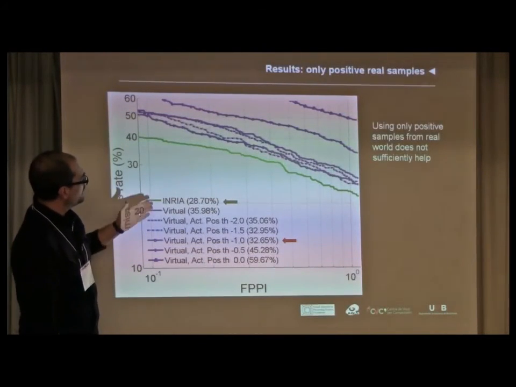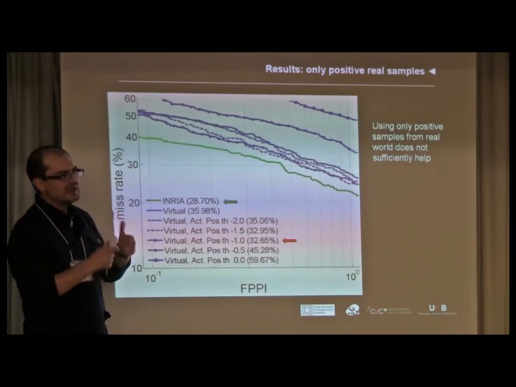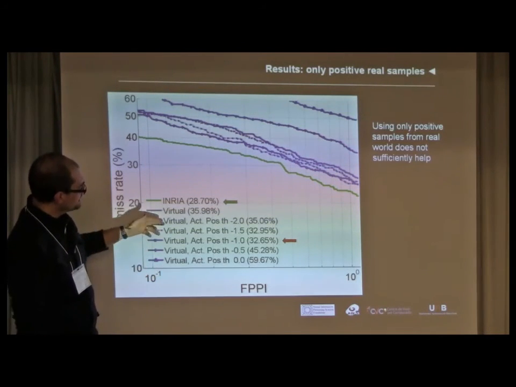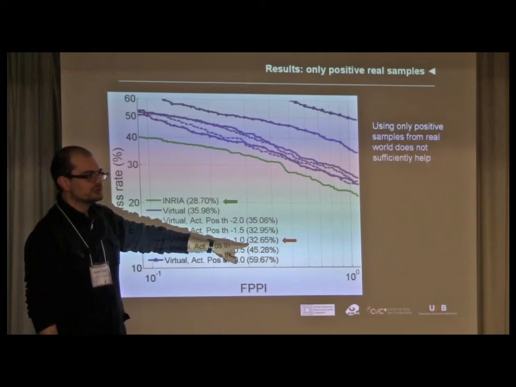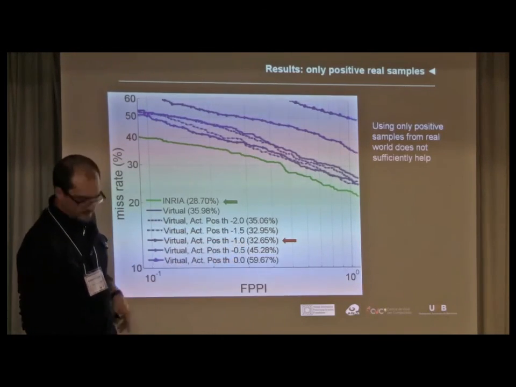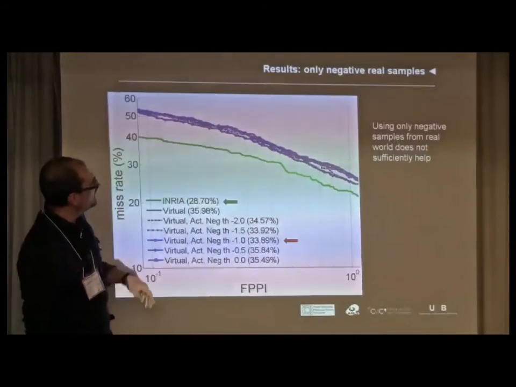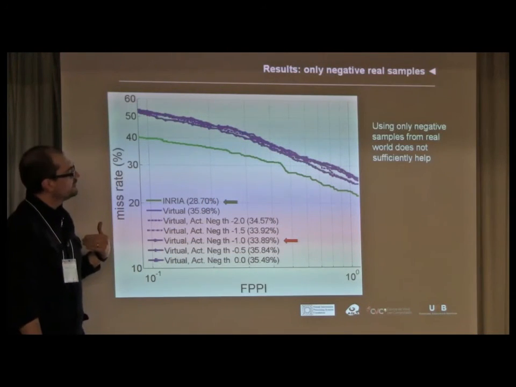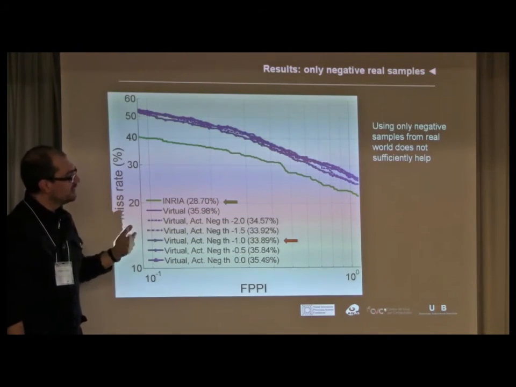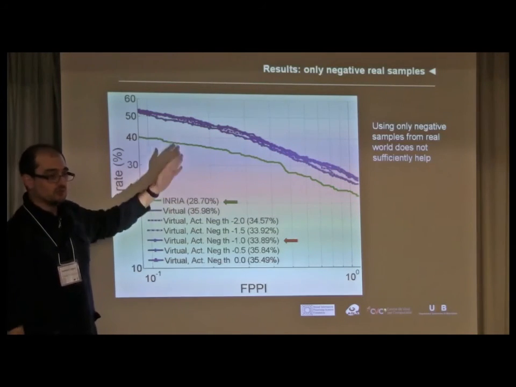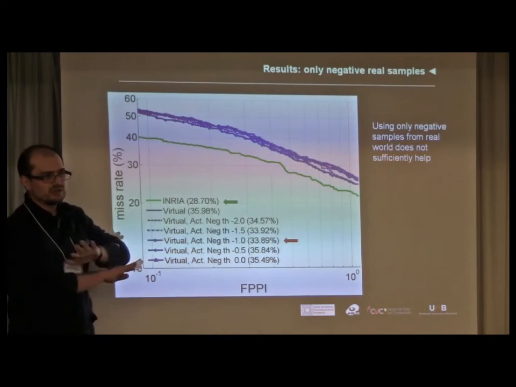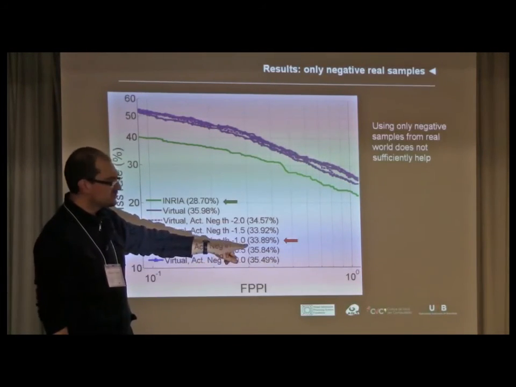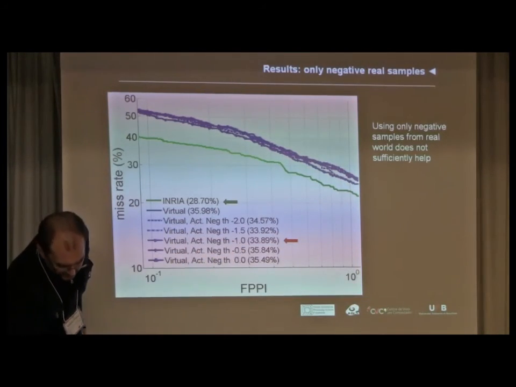We did more experiments. For instance, what happens if we only add positive examples from the real world? In this case, we got worse results. Okay. What happens if we only add negative examples from the real world? This would be very nice to do, because this would be no annotation at all. But in this case, also it goes worse.